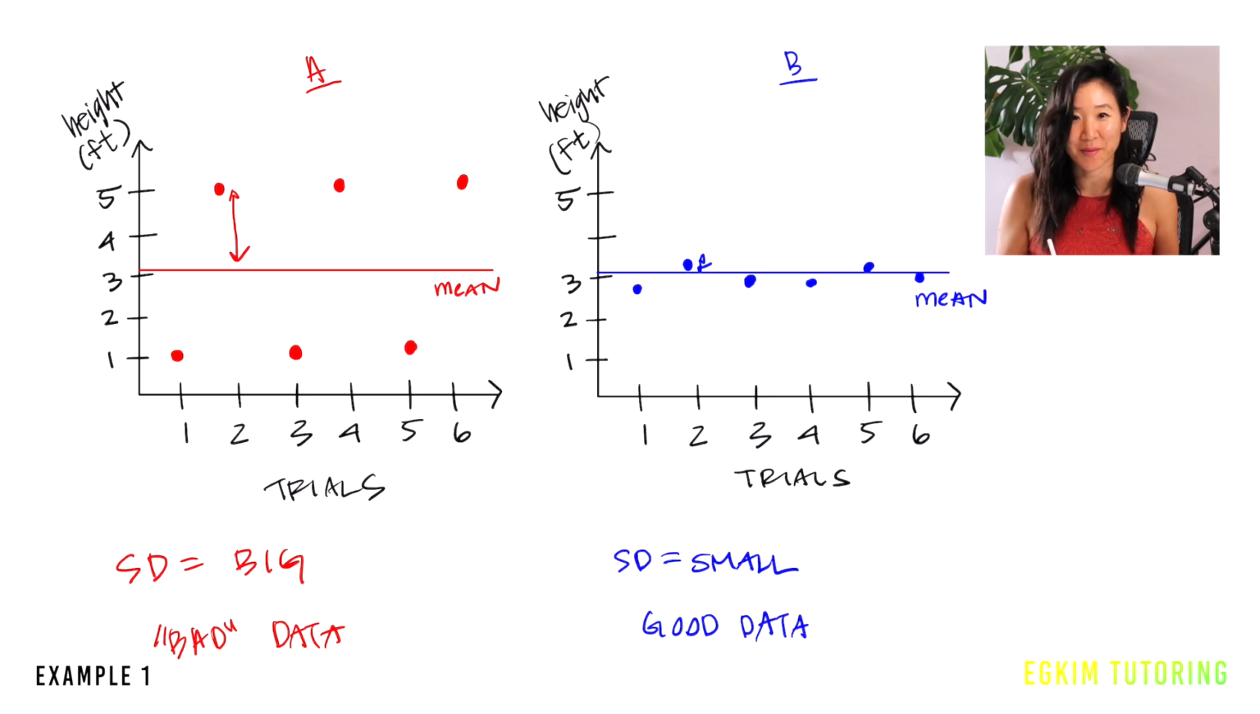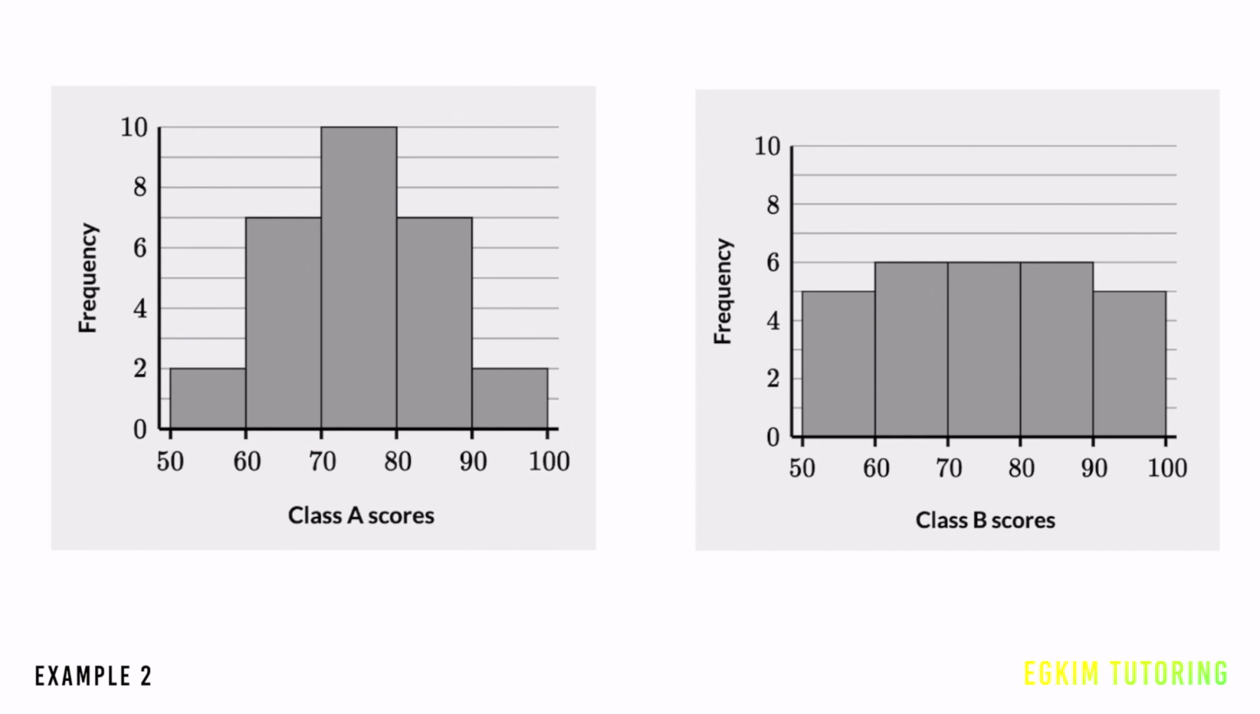Let's try one more example. This example might look familiar because it's about test scores. So we have class A and we have class B. On the x-axis, we have number of points. On the y-axis, we have frequency or number of students. One thing to note is that the mean for both of the classes is 75, so this is probably like a physics exam. Let's go ahead and draw a bell curve for both of them.